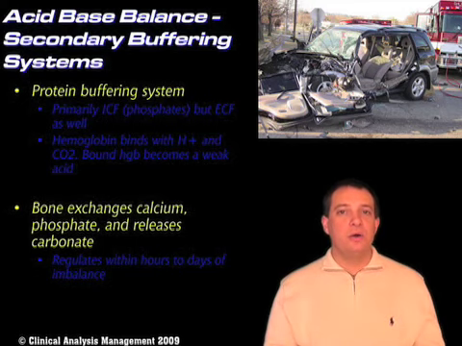So the lower somebody's albumin is, the lower their total protein is, the more acidotic they are, and remember that your blood gas is not going to compensate for that. So they're actually worse than what they look like on their blood gas.